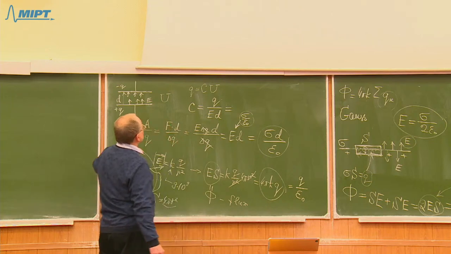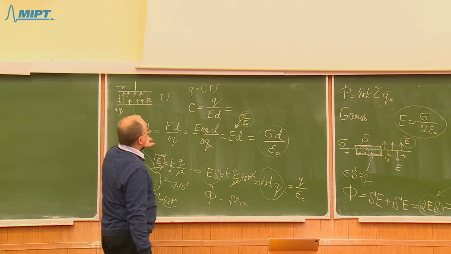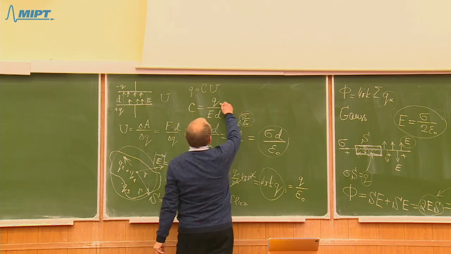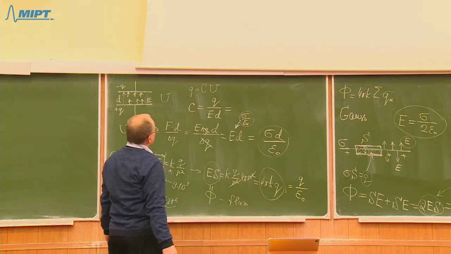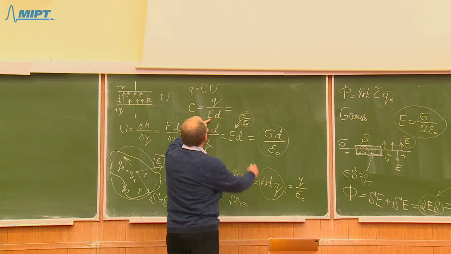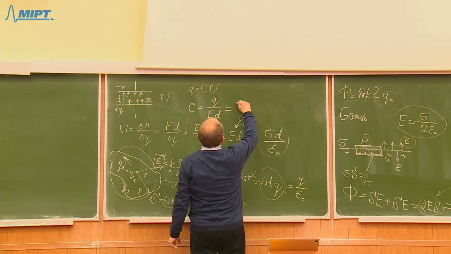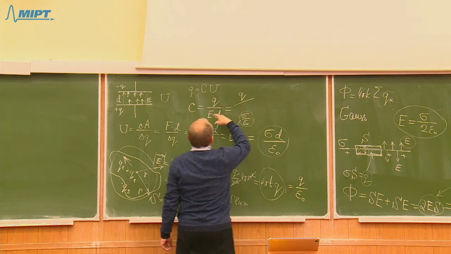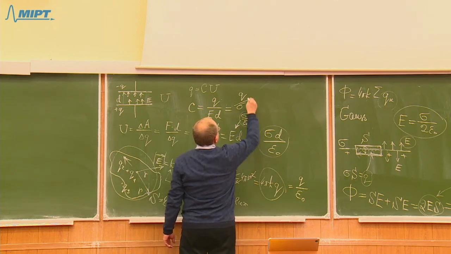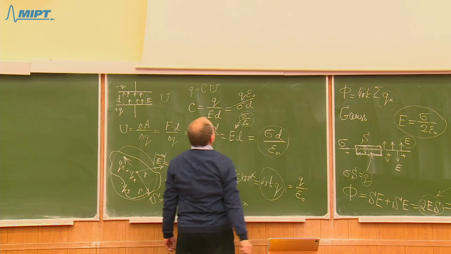So if we know the voltage, and we have calculated the electric field strength inside the capacitor, then this formula will give us the expression for the capacitance. I will continue this expression here. That will be the charge of the capacitor divided by the electric field strength, which is given by sigma divided by epsilon zero, times d, the distance between the plates.